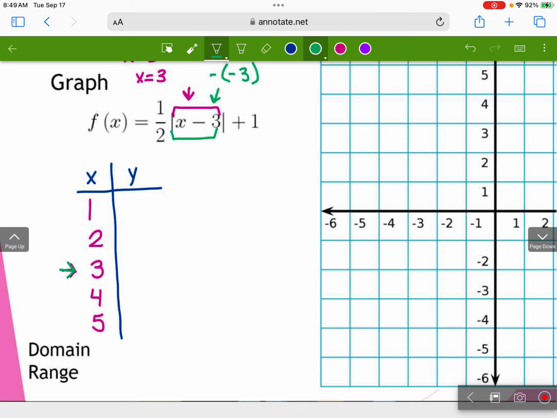Just so we're clear, just trying to make sure things color code. Okay, so that's kind of the weirdest part on this. Everything else we do exactly the same. We're going to substitute it in, plug and chug.